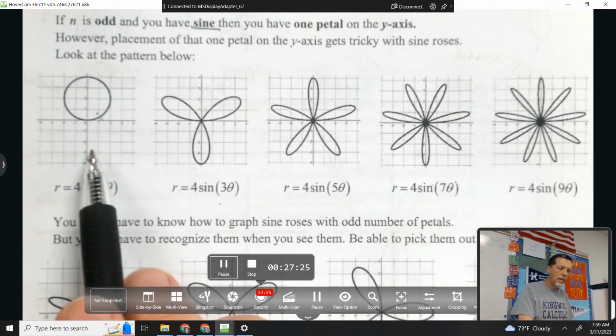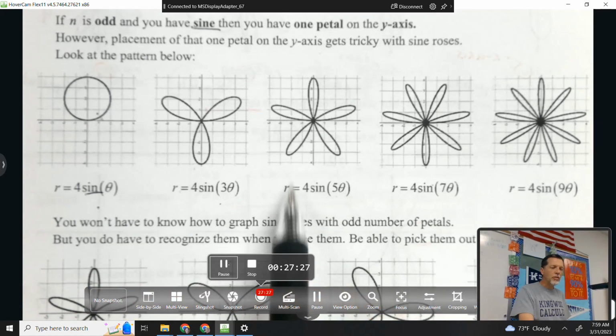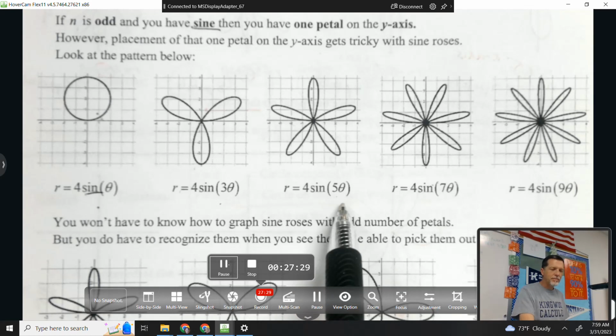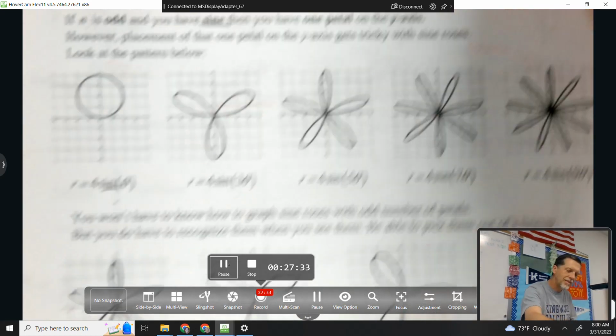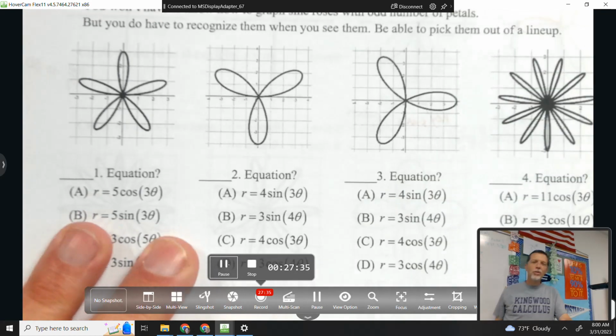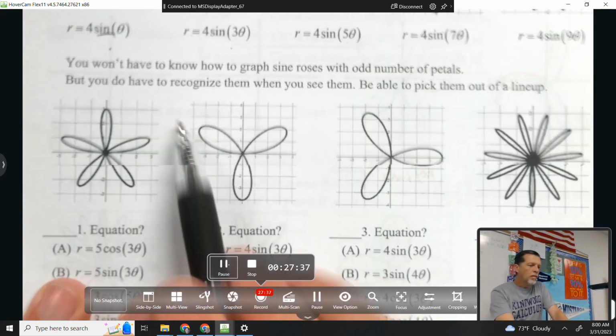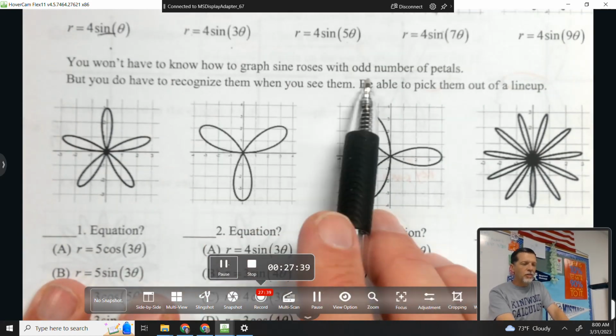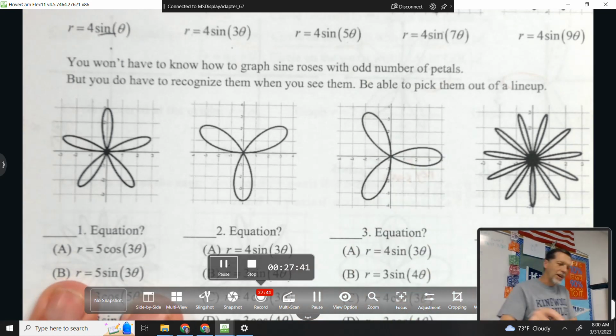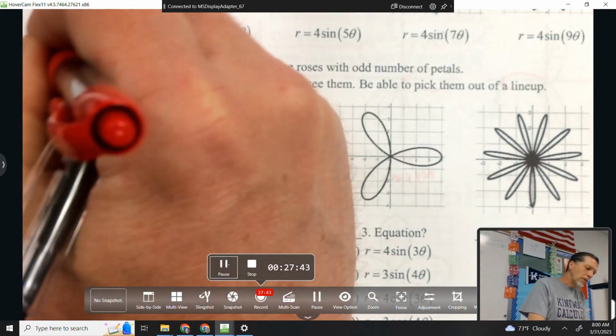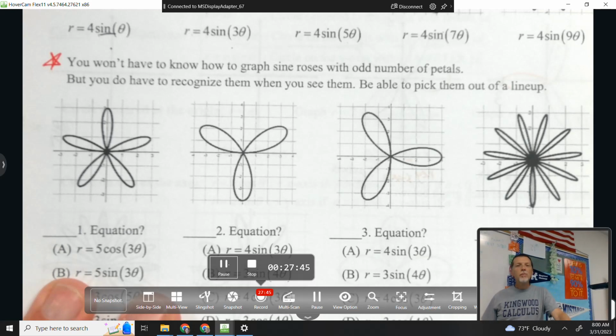Like how you know where the first petal is, well, it's not worth talking about. It takes too long to explain. You won't have to know how to graph sine roses with an odd number of petals. There you go. Because there's too much going on. It's too crazy. But you do need to recognize them when you see them.